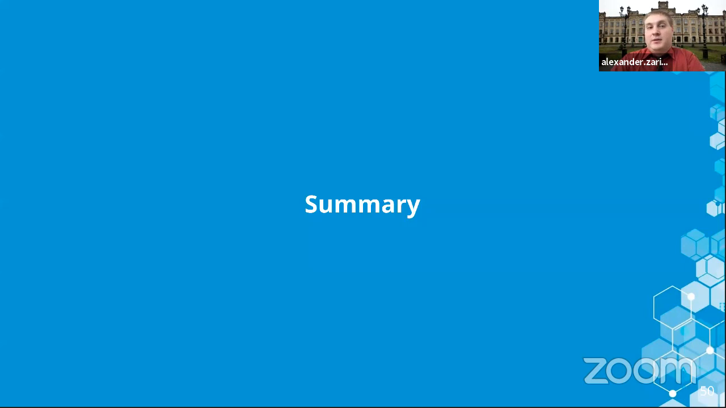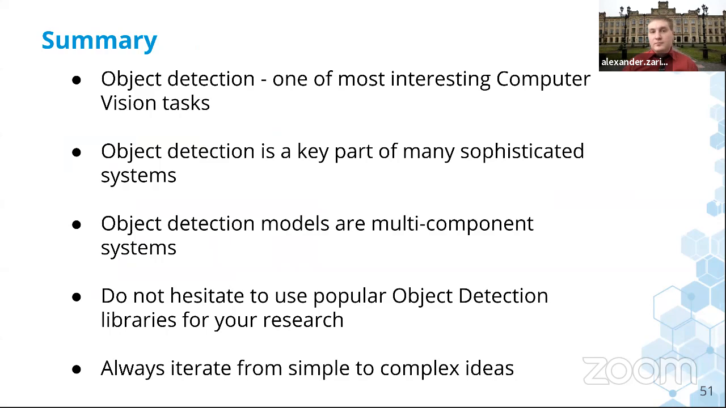So that's all for today. But before we move on to the Q&A session, let's recap the key points of this lecture. First of all, object detection is one of the most interesting computer vision tasks with a lot of challenges and a lot of solutions for these challenges. Object detection is a key part of many sophisticated systems. So simply by improving performance of object detectors, we will make lives of millions of people all over the world much better.